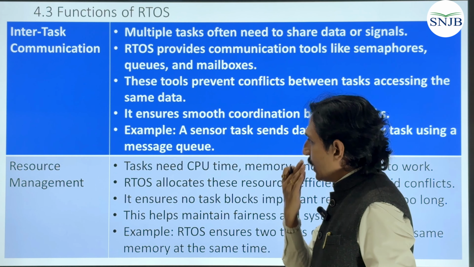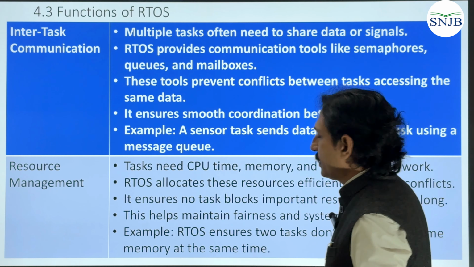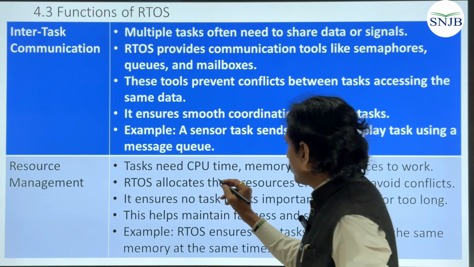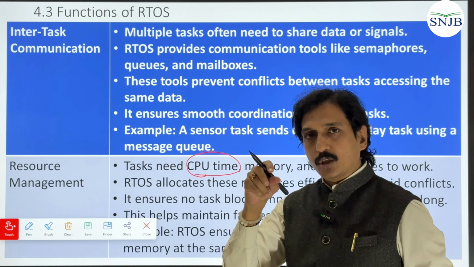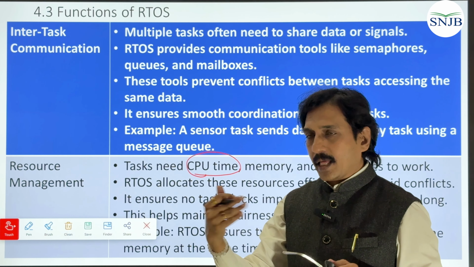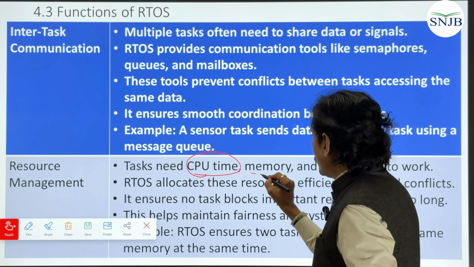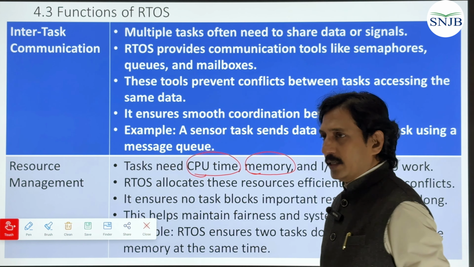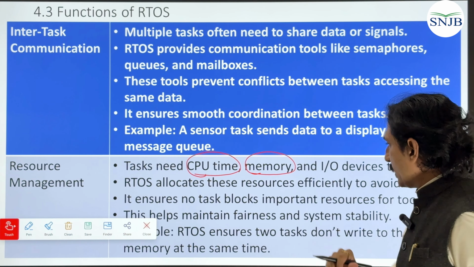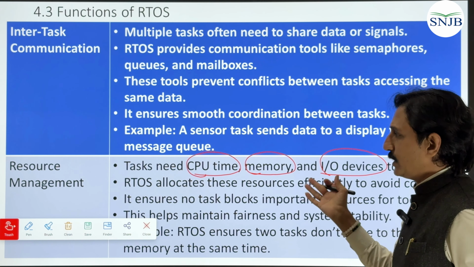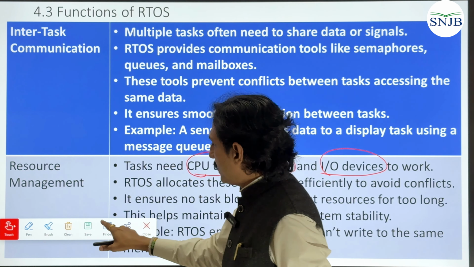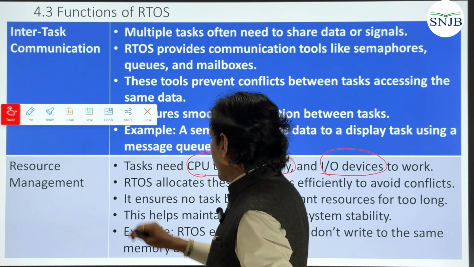display task. Now, as far as resource management is concerned, there are three types of resources. One is CPU time: how much time the CPU is busy performing a particular task operation. Then how much memory it is using, and which memory locations, and which input output devices that particular task is using. So this comes under resource management.